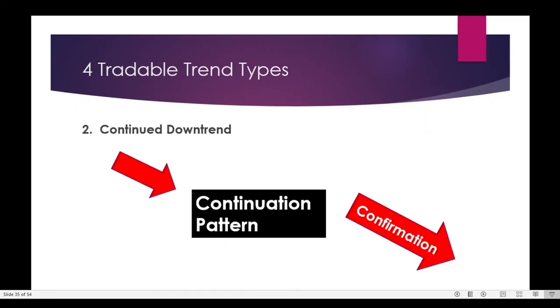All right. The next tradable trend that we like to follow is a continued downtrend. We see that there's a downtrend happening. We wait for the continuation pattern candlestick. Next, we wait for the confirmation, and then we jump in. We place our put options or our shorts, and hopefully we make money on the ride down.